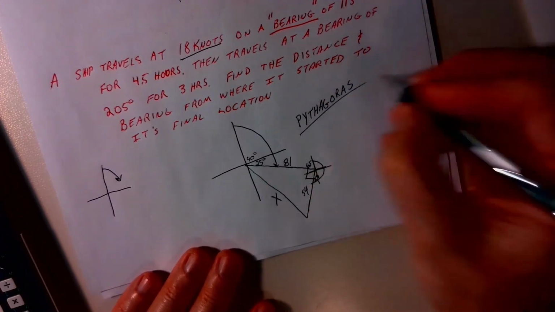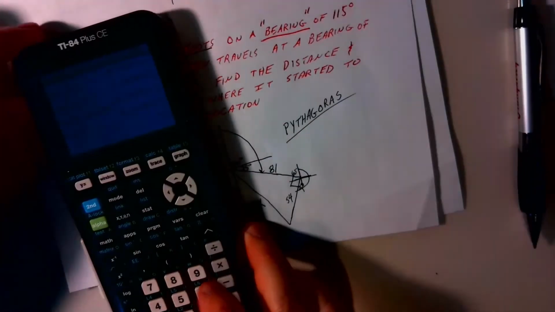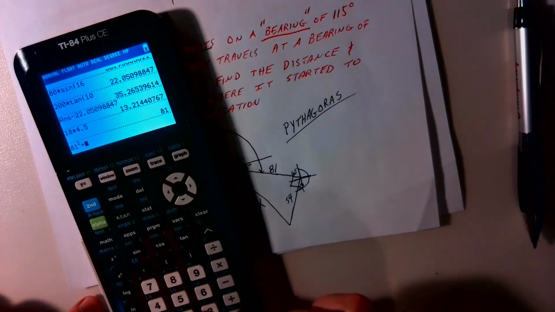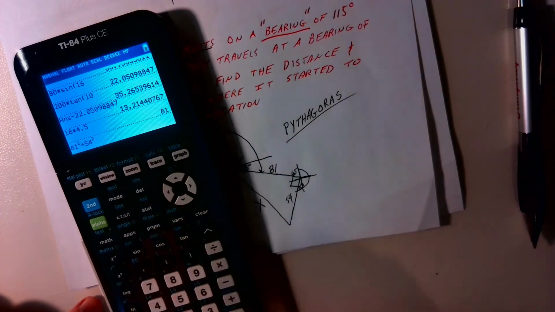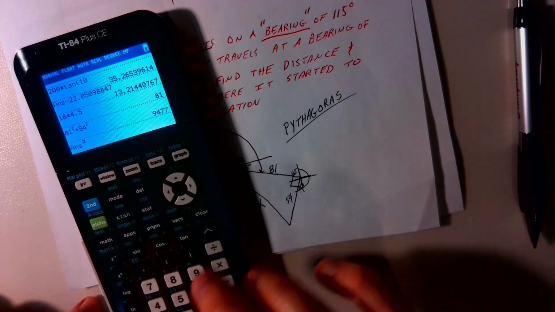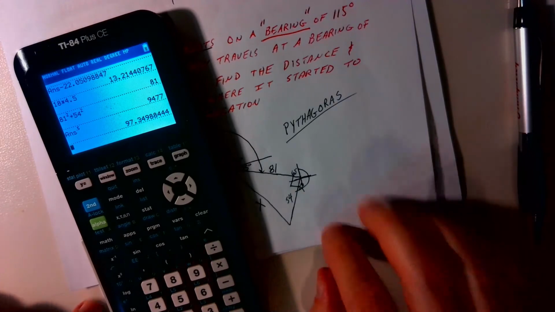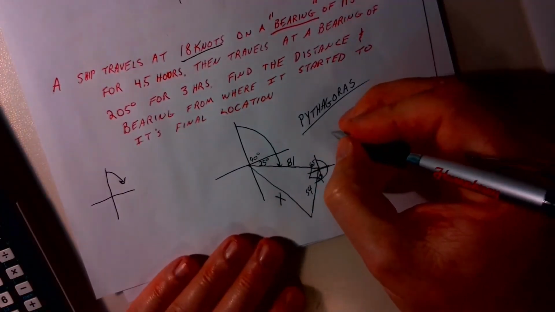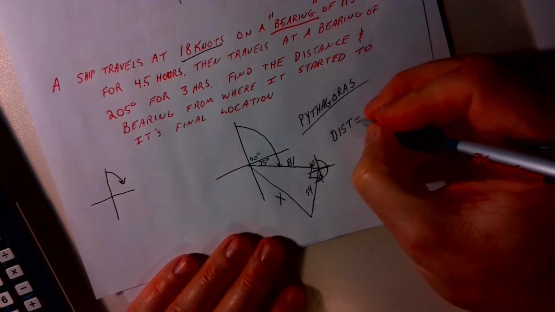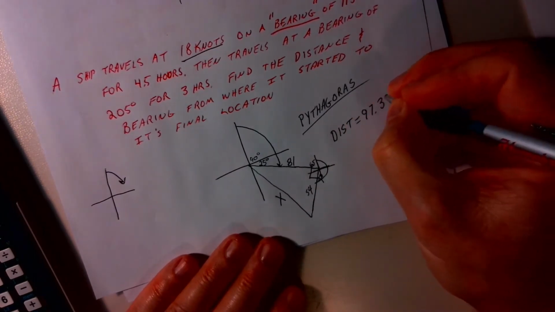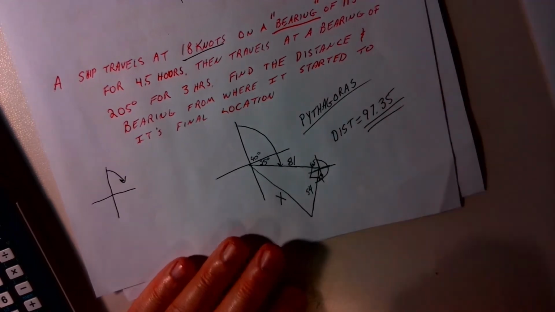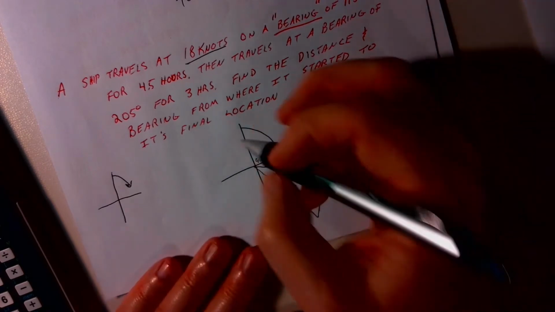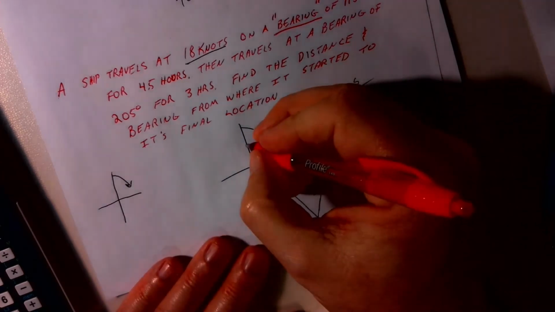Pythagorean theorem says that if I square 81, so 81 squared plus 54 squared, enter, and raise it to the 0.5, which is a square root, I get 97.35, and that's rounded, but that's okay. So distance equals 97.35 from where it started. Now I need to know what the actual bearing is. Well, the bearing is this from due north right here.